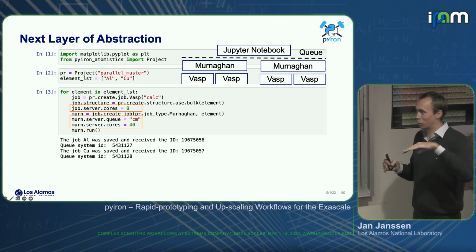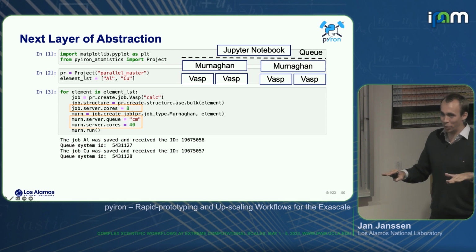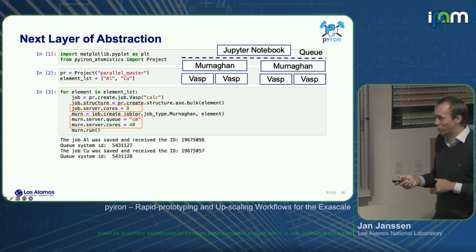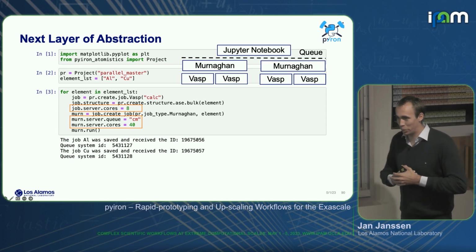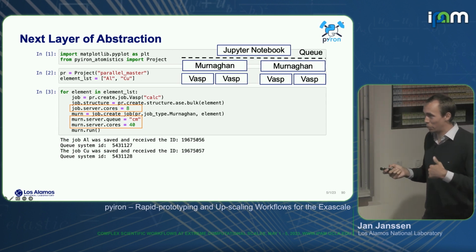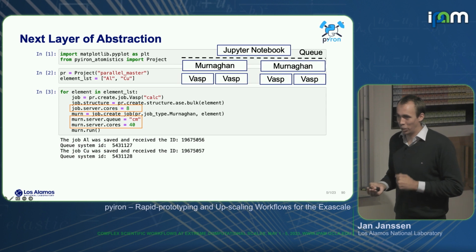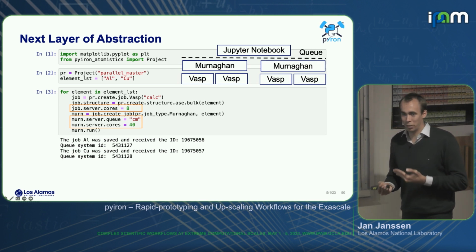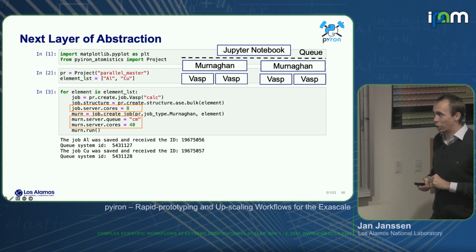So I have one notebook controlling the calculation, then I have my queuing system, and then I have the different elements. So here I iterate over two elements, but you could imagine I do a study over the whole periodic table. For each element, I do multiple calculations, right? And that's where typically we already start to struggle. What is a good way to do this?